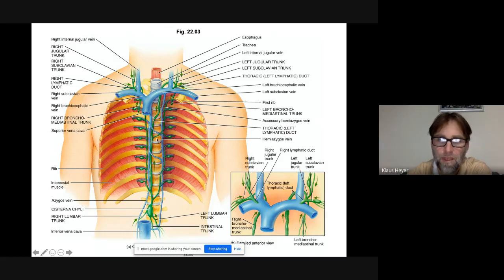Then down here, there's lumbar. So lumbar, you're thinking lower back. And then intestinal. So the intestinal is going to be your abdomen, and lumbar is lower back and legs. I'll turn that into a slide if I ask you.